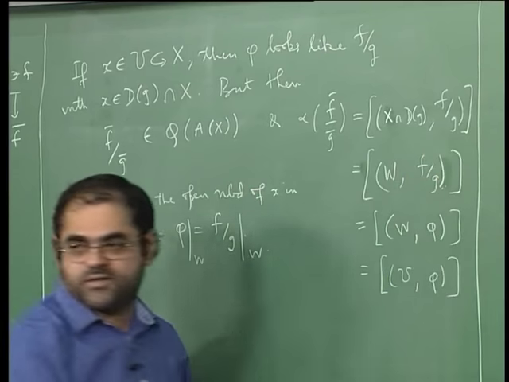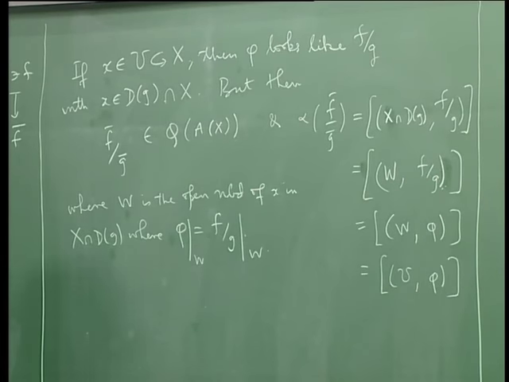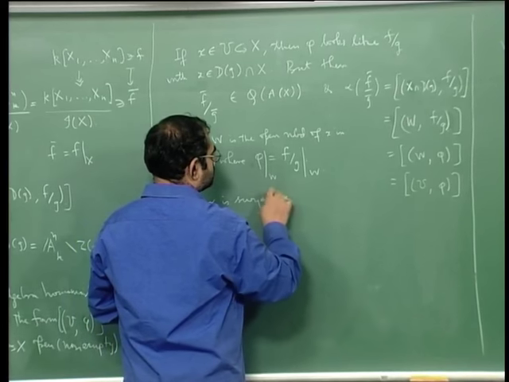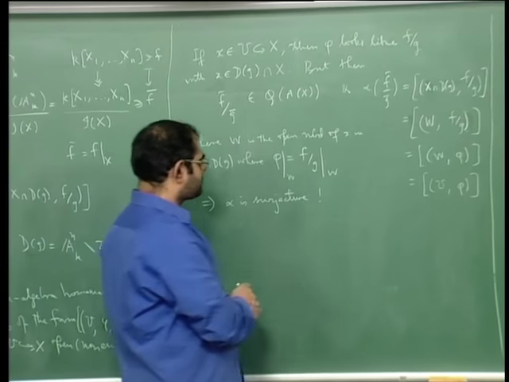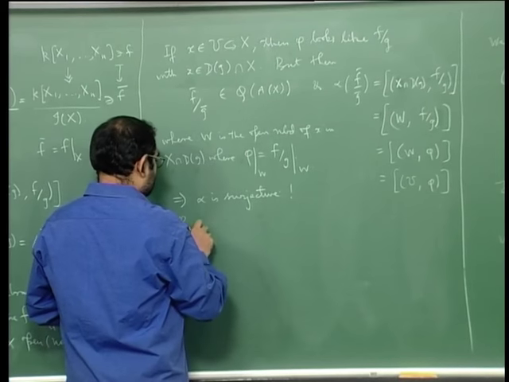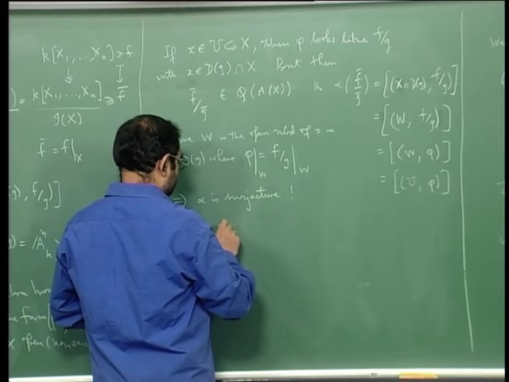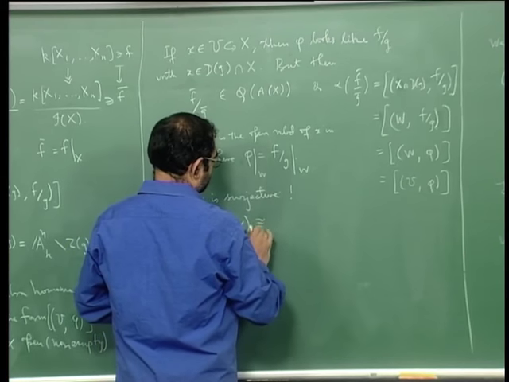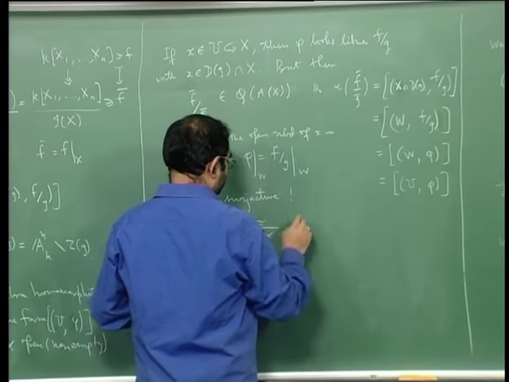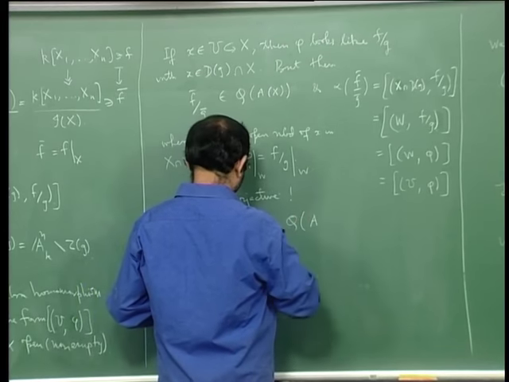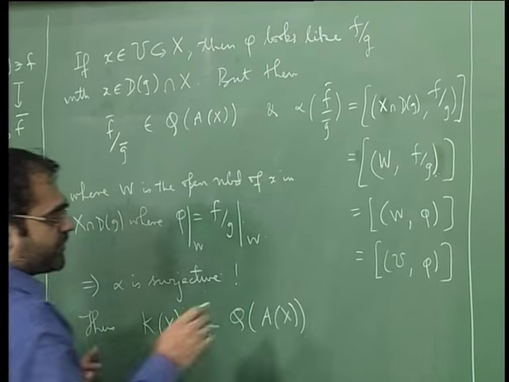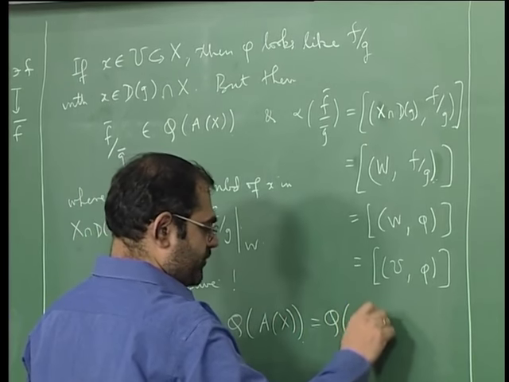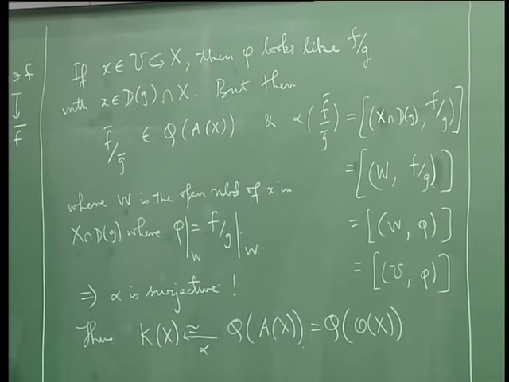I mean, the restrictions are obvious, let me not write it, okay. So in other words, this implies alpha is surjective, and you are done. Thus the quotient field of X is the same as, well, this isomorphism is alpha as I have defined it, it is a quotient field of the function field of X, K(X), is the same as the quotient field of A(X), okay, which is the same as quotient field of O(X), because O(X) is the same as A(X), okay.